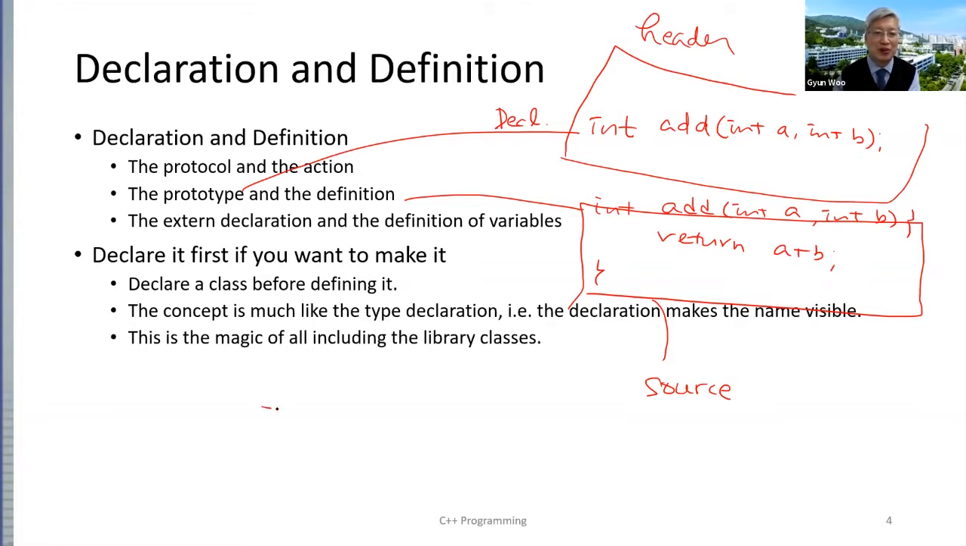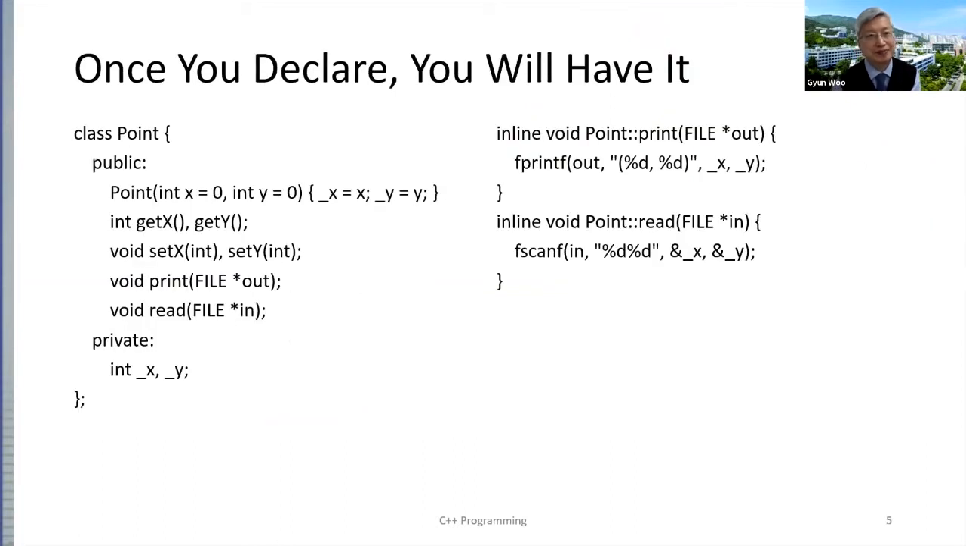You include string, and you know how to use a string, but actually the string class is implemented somewhere else. The header only contains a declaration. So when you compile, it needs the header only. And then when you build, it is linked with other library files. So once you declare, you have it.